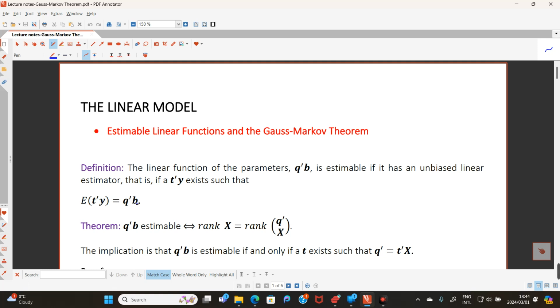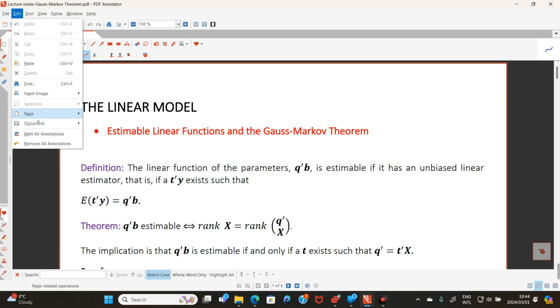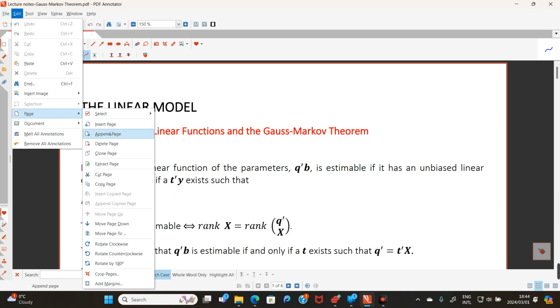We assume that b is a vector of parameters. So the linear function is defined as q prime b, and y is the observation, and t prime y is a linear function of observations. So a linear function of parameters is said to be estimable if you can find a linear function of observations whose expected value is equal to the linear function of parameters. In order to see this, let's add some examples here.